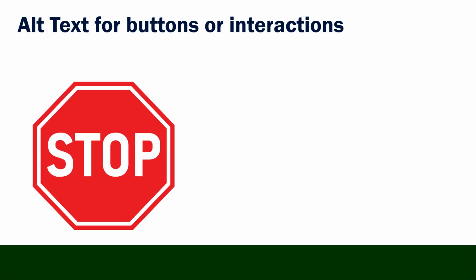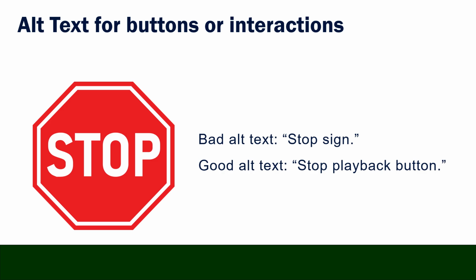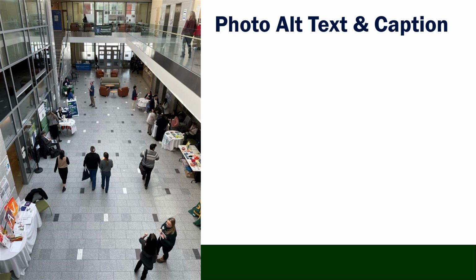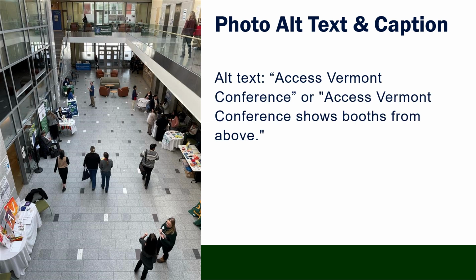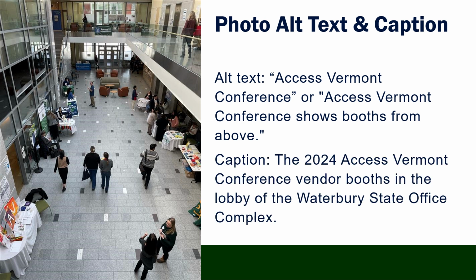Buttons require clear alt text that indicates the purpose rather than the visual display. For example, a stop icon on a video player. Bad alt text would be "stop sign," whereas good alt text would be "stop playback button." One last example is an image from the Access Vermont conference. Possible alt text might be "Access Vermont conference vendors" or "Access Vermont conference shows booths from above." Caption: the 2024 Access Vermont conference vendor booths in the lobby of the Waterbury State Office Complex.